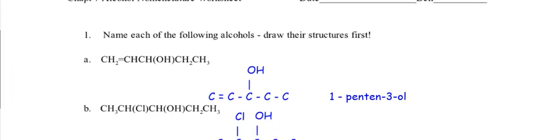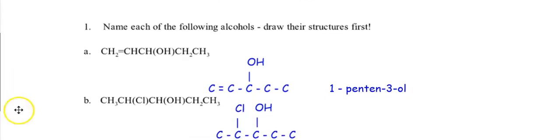Let's look at letter B. Okay, so once again, I made the structure so it looks, this is kind of harder to figure out, so I redrew it like this. And once again, the OH is on the third carbon, so it makes no difference based on the alcohol where the lowest number is. So I'll just do it this way. So it's 2-chloro-3-pentanol. Okay, what about the next one?